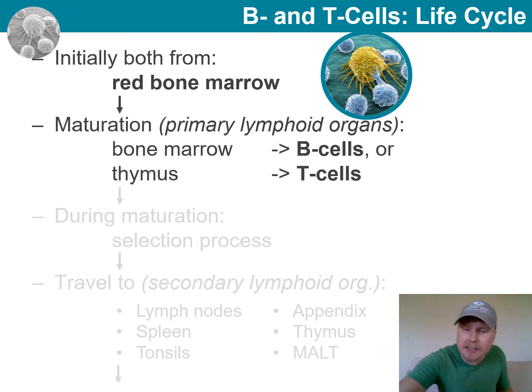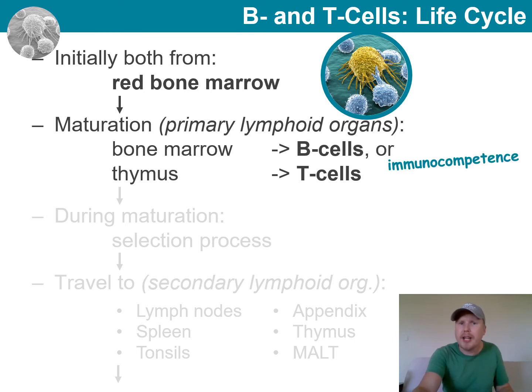B and T cells mature in the primary lymphoid organs, and this is bone marrow for B cells and thymus for T cells. During this time, these cells achieve something that is called immunocompetence. This refers to the lymphocyte being able to recognize only one specific type of antigen. Remember, there were many different kinds, and antibodies needed to match these exactly, like a lock and key mechanism.